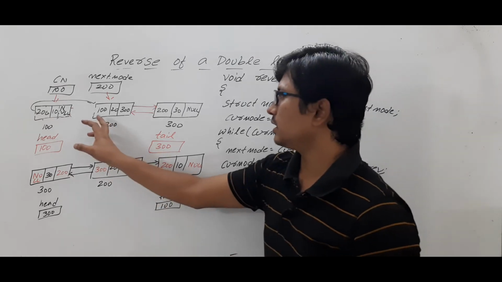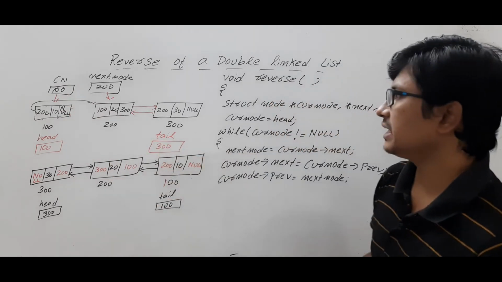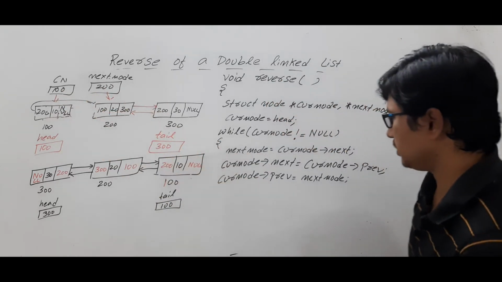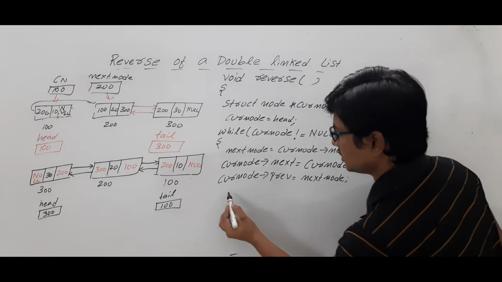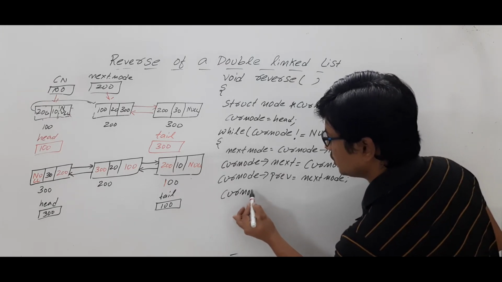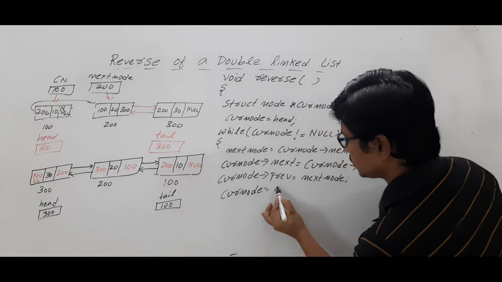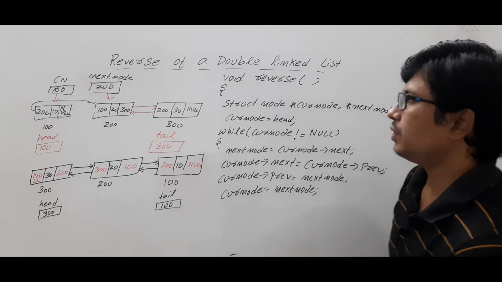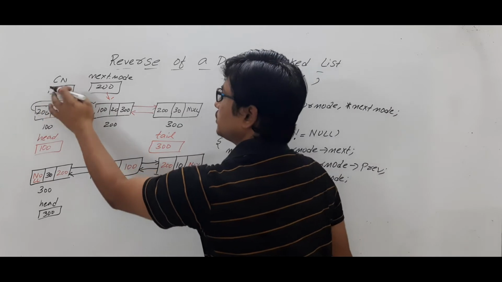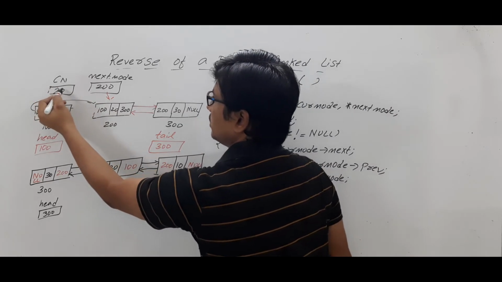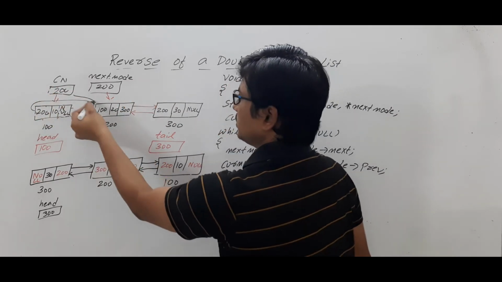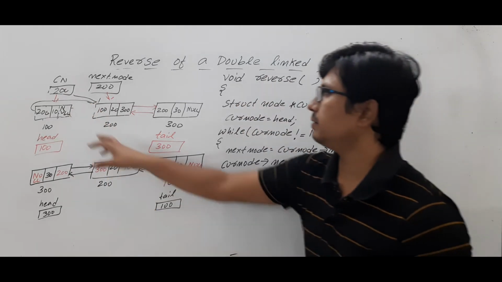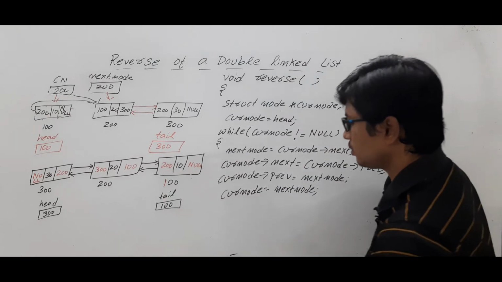Okay, now look at this one. What should I make it? I should make the current node this one. Now this current node is this one. So how I will write it is current node is equal to next node. Now what is there in the next node? 200, that you are assigning to the current node. So this one is also pointing to this node. Then I will close the while loop.